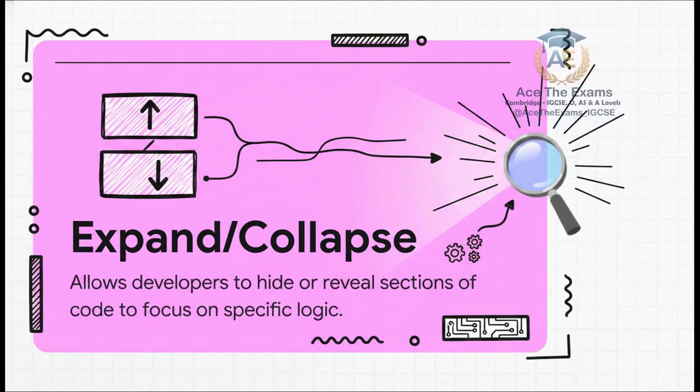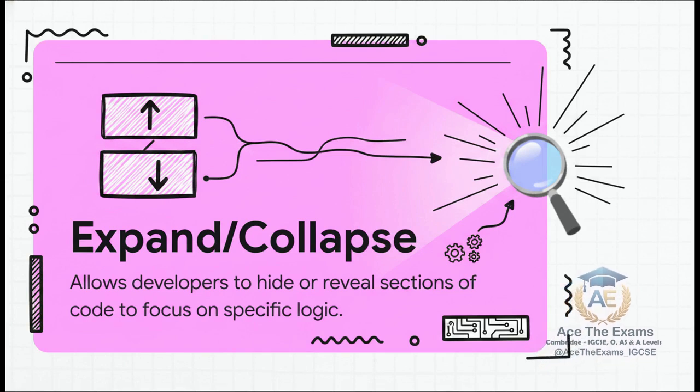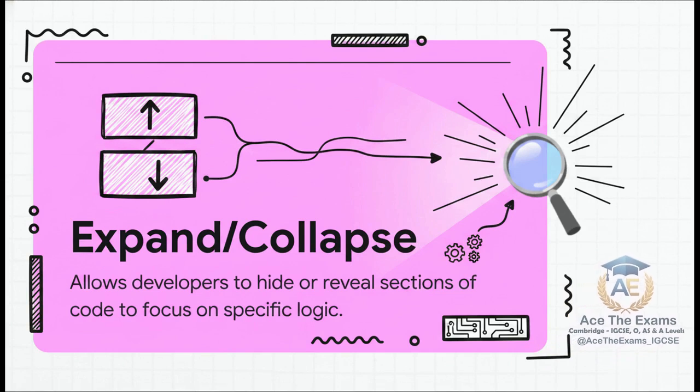Imagine you are dealing with a massive sorting algorithm in your project. It's hundreds of lines long. Collapsing irrelevant subroutines lets you focus strictly on the specific logic you are trying to debug. And this brilliantly illustrates how top students make those cross-topic connections that Cambridge loves.